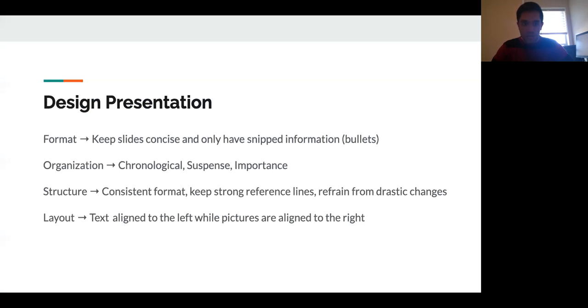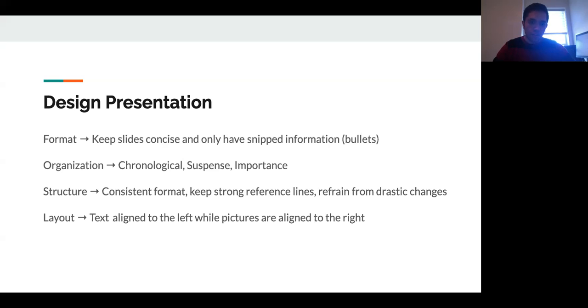And so for design presentation, you have a format, an organization, a structure, and layout. Essentially, format is what you see right now. You see the two colored bar above the main header, which is then broken up by a gray space on the top. And you can see that everything is kept to a hard left. Nothing is centered. All the text weight and style have been consistent.